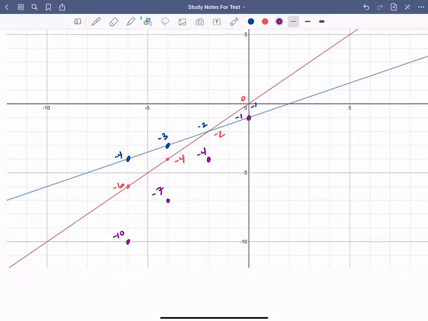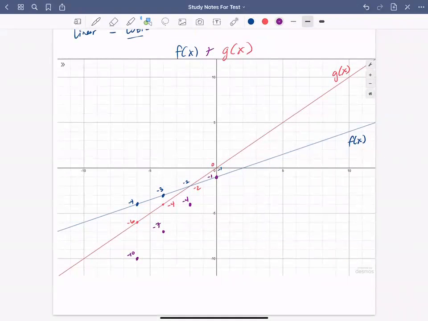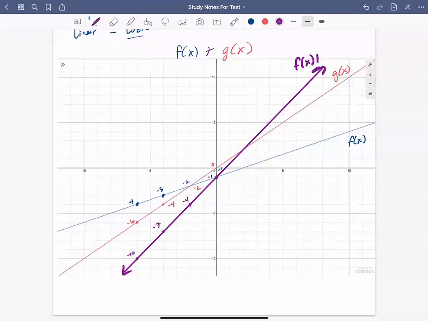And now when we plot the graph, we know that we have more than enough points to connect, and we know that it's going to be linear. And you can see all of these purple points here are all linear. Now we just connect those points. And then we label this function f of x plus g of x.